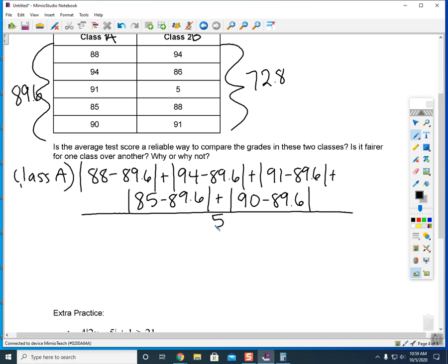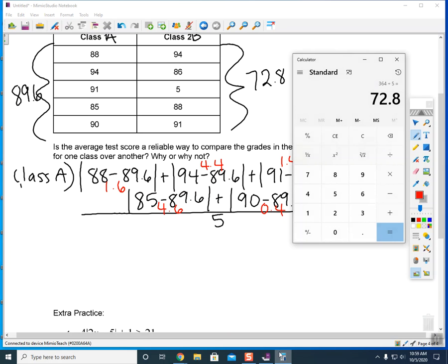So what I like to do in this case is go through and write down what each of these distances is, and then that makes it a little bit easier for me to solve. So I've already written these down, so I'm just going to go through them. So this is going to be 1.6. Over here I've got 4.4, 1.4, 4.6, and 0.4.